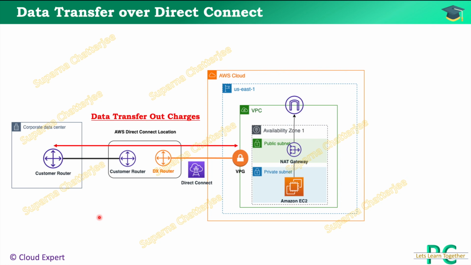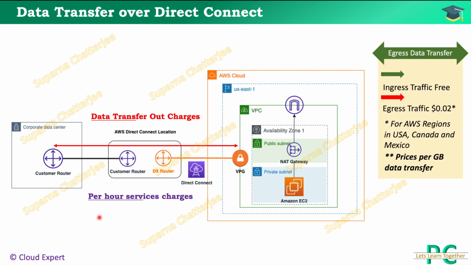Like previously, any data transfer from your corporate data center to AWS Cloud, that is the ingress data transfer, is free. But if you are moving any data out from AWS Cloud to your data center using Direct Connect, you will pay data transfer out charges. And here the pricing is again the same. For ingress it is free, for egress 2 cents per GB of data transfer. Similar to our previous diagram with the VPN connection, if you are creating a Direct Connect, you have to pay per hour service charges for the Direct Connect connection.